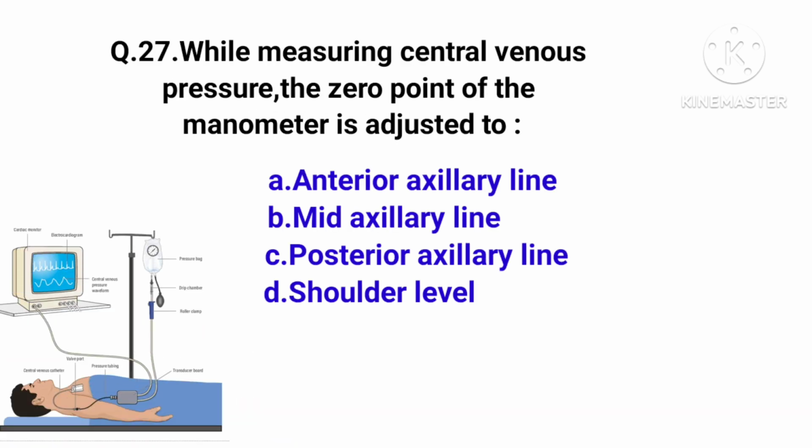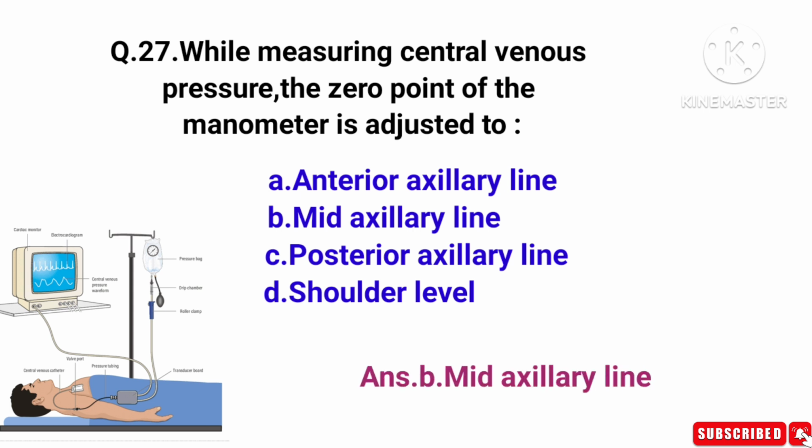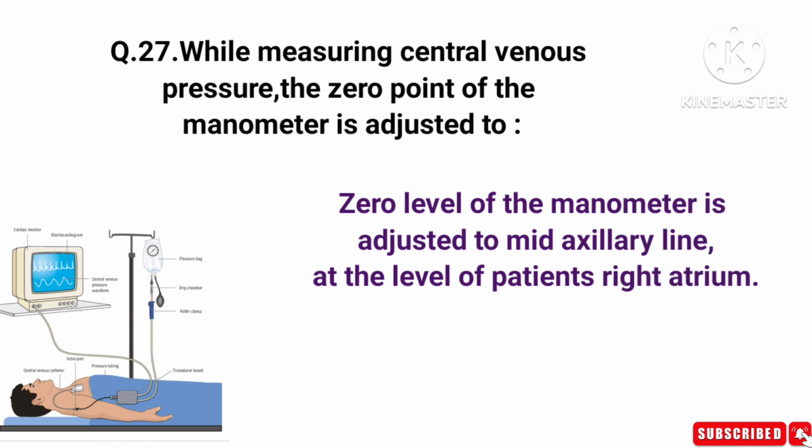While measuring the central venous pressure, the zero point of the manometer is adjusted to the anterior axillary line, mid axillary line, posterior axillary line or shoulder level. And here the right answer is option B, mid axillary line. Zero level of the manometer is adjusted to the mid axillary line at the level of the patient's right atrium.